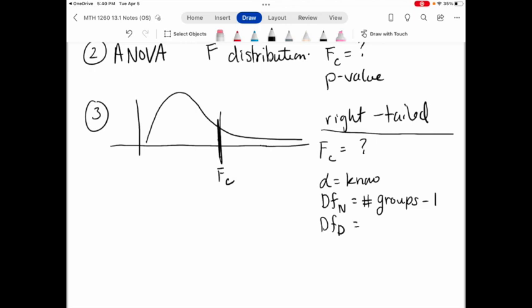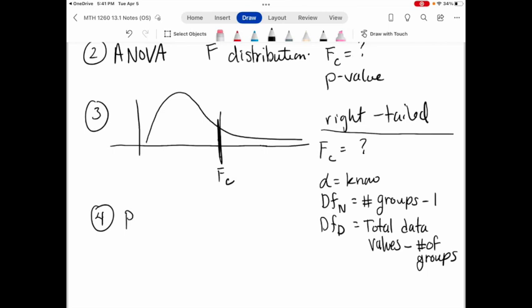Then you're going to find your DFD. This is degree of freedom for the denominator, and this is going to be the total data values minus the number of groups. So if in all your samples together you have, say, 50 values, let's say you have 10 values in 5 groups, so you have a total of 50 values. Then you would take 50 minus the number of groups, which would be 5, and so your DFD would be 45. Then you're going to look it up on the table, and I'm going to show you how in a minute. You look it up on the table, and then you can find your F critical.